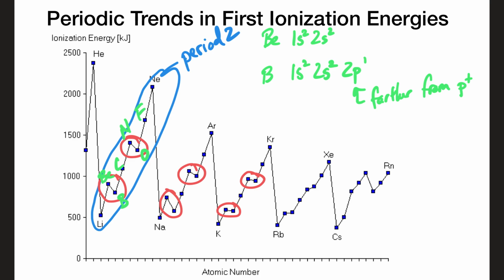Now, what about nitrogen and oxygen? Well, let's look at the electron configurations again. Nitrogen, 1s2, 2s2, 2p3. And oxygen, which we would expect to be greater just following the pattern, 1s2, 2s2, 2p4. Well, nothing jumps off the page right now that would indicate that oxygen should be lower than nitrogen. So we have to look a little bit deeper.